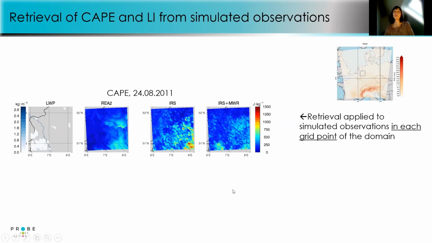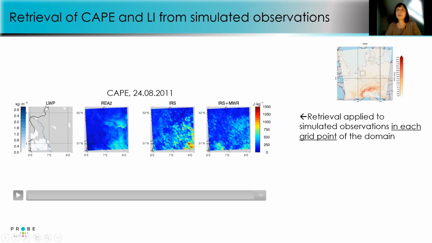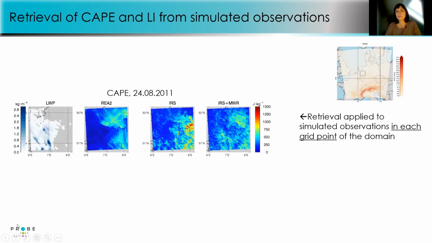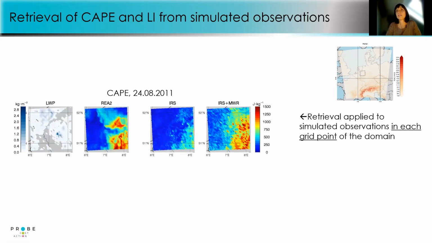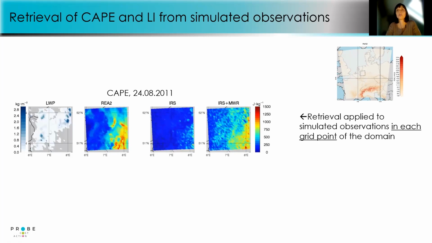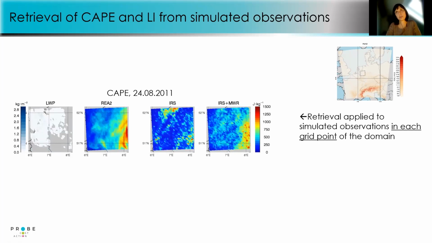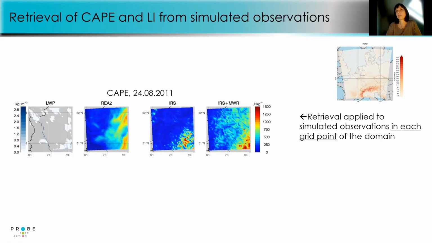Further, here we see the example of application of the retrieval to observations simulated for the domain in the west part of Germany. And here you see the liquid water path showing cloudiness, the true CAPE, so the CAPE calculated from reanalysis. And third and fourth images show the CAPE calculated from the IRS observations and from combined IRS plus MWR observations. We see that IRS retrieval often underestimates CAPE or produces outliers, and that the synergistic retrieval performs better, but it's still not optimal.